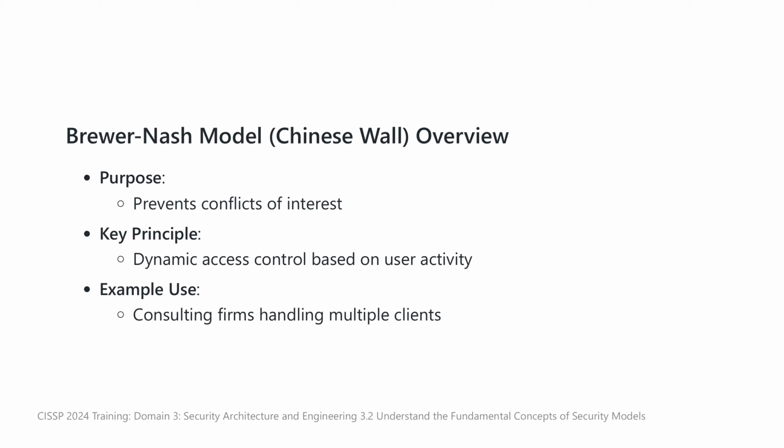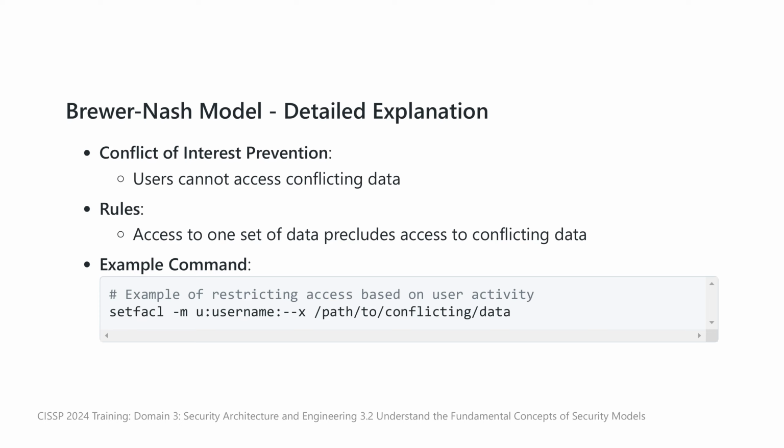This model effectively helps in managing the access controls dynamically, thereby protecting the interests of various clients being served by the same firm. By understanding and implementing the Brewer-Nash model, organizations can create a secure environment where conflicts of interest are systematically avoided, thereby promoting fair and unbiased decision-making processes. The Brewer-Nash model, also known as the Chinese wall model, offers a method for preventing conflicts of interest within organizations by dynamically controlling access based on a user's activity.